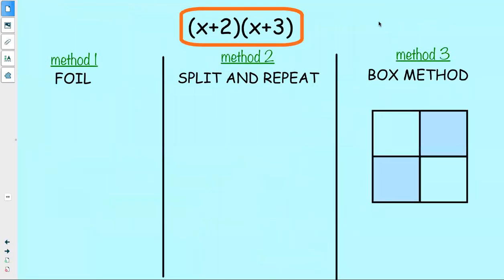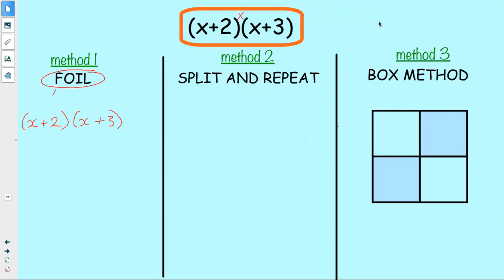Okay, we're going to multiply out these two brackets here. So again, remember, they are multiplying together. When two brackets are sitting next to each other, they are multiplying by each other. I'm going to show you 3 different ways, or 3 different methods of doing this. And we're going to start off with the FOIL method. Okay, so I'm just going to write the question again. Got x add 2 multiplied by x add 3. So everything in one bracket has to multiply by everything in the other bracket.